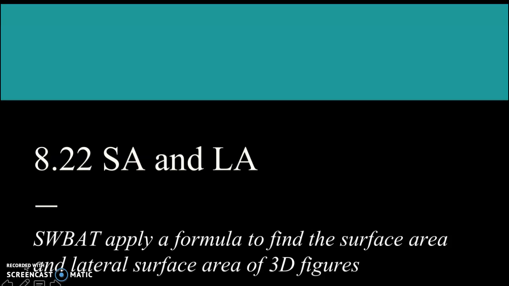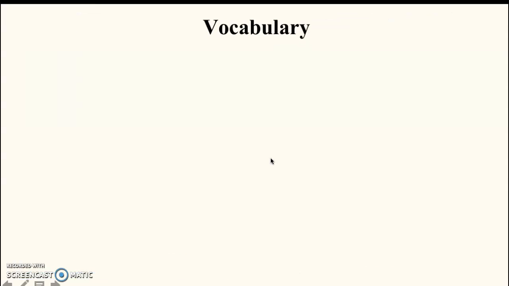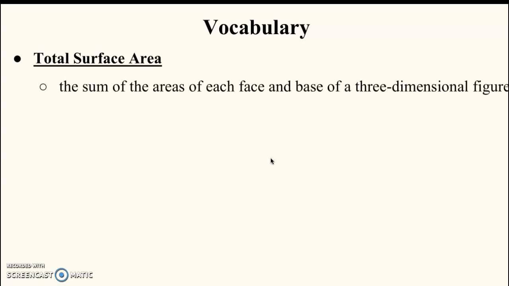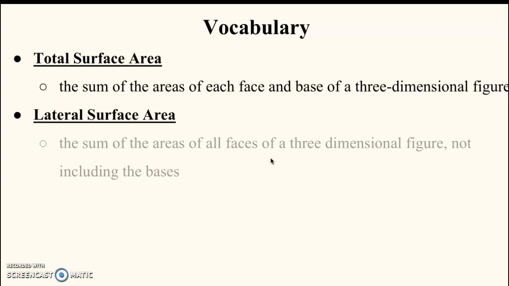Now, let's take a look at some vocab to go over this information, and I want you to copy these in your notebooks. So the total surface area, or the surface area by itself, is the sum of the areas of each face and base of a three-dimensional figure. The simplest way I could think of this was gift wrapping a gift. You cover all the sides on the box or whatever shape you're working with. The lateral surface area is the sum of all the faces of the three-dimensional figure, but not the bases, right? Which is what we've been doing this week.